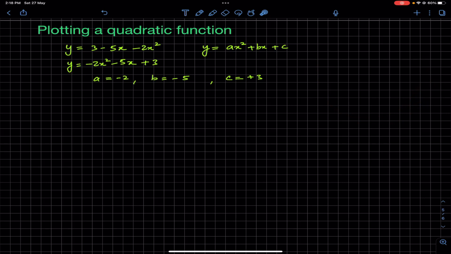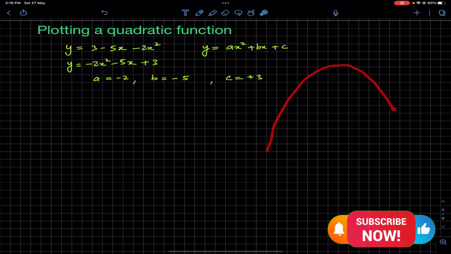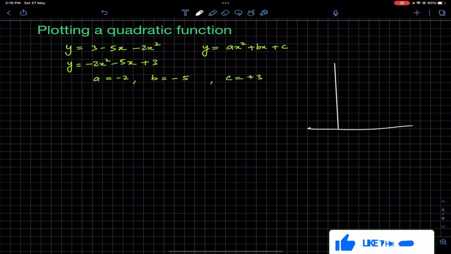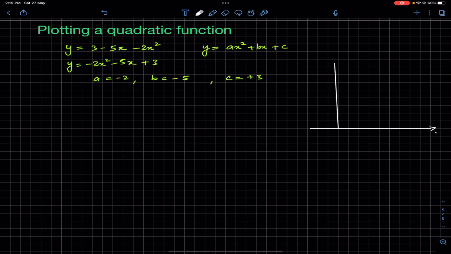Now if c equals plus 3, this gives us the y-intercept, and the y-intercept is that particular value where the graph will intercept with the y-axis. So let's say this is my x-axis, this is my y-axis, so the graph will look like this, and this particular point will be the y-intercept. This c tells us that particular point. So this point is plus 3.